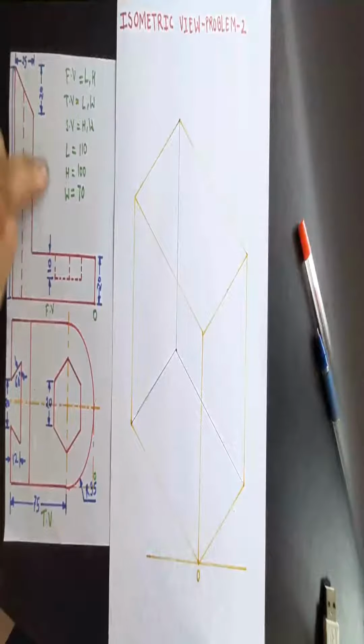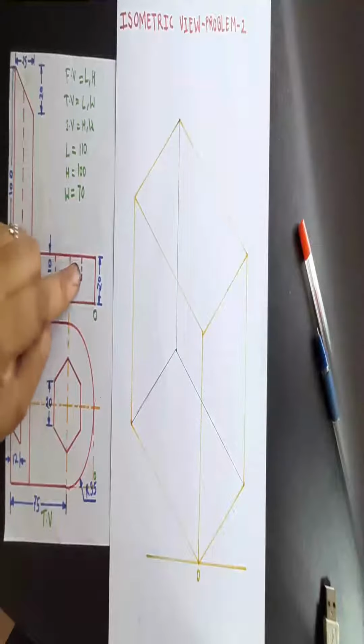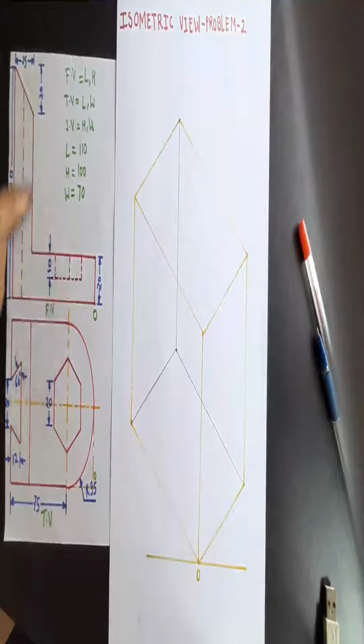Let's say we are starting from the front view. First find the closed diagram which does not have any visible line in between. So here you can see this whole L is the closed diagram without any visible line in between it. Ignore these hidden lines. So this L shape is the closed diagram.